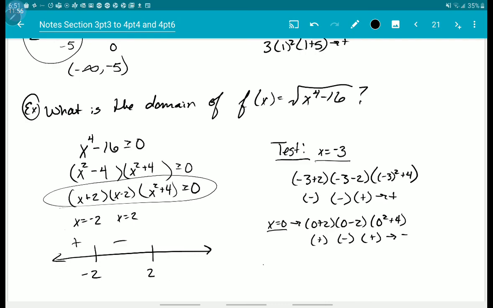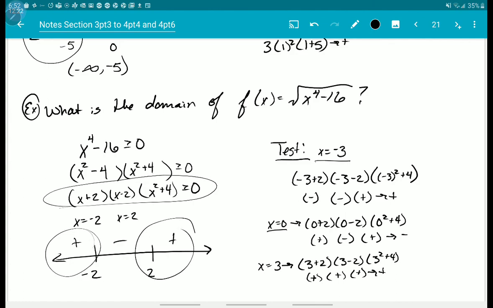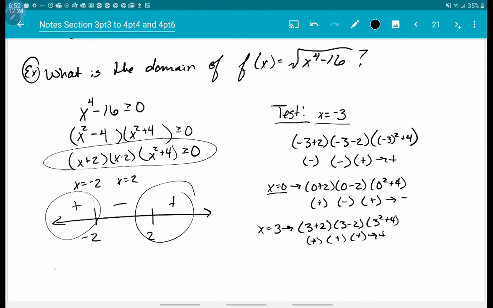And then to the right of 2, like 3, we're going to have 3 plus 2, 3 minus 2, 3 squared plus 4. So this is a positive times a positive. And that's going to be 9 plus 4, which is another positive. So that's going to be a positive. So we want greater than 0. So it's going to be these pieces. So then the domain for this function would be negative infinity to negative 2, union 2 to infinity. So there's our final answer for that one.